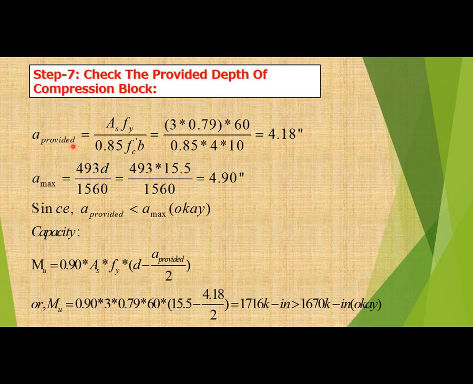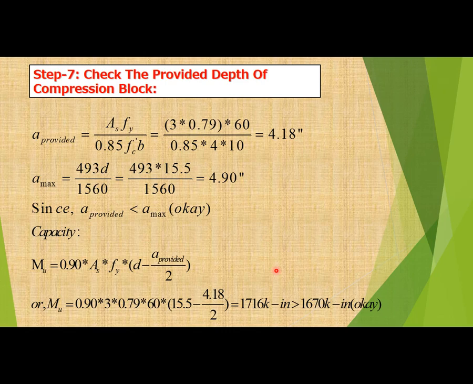So our provided depth of compression block is less than the maximum depth of compression block, so our beam is under reinforced. Now let us check the capacity, which is given by Mu equal to 0.90 As fy times d minus a provided divided by 2. Put all the values. Okay, we get 1716 kip inch, which is greater than the given factored moment, which is 1670 kip inch. So our design is okay, no problem.